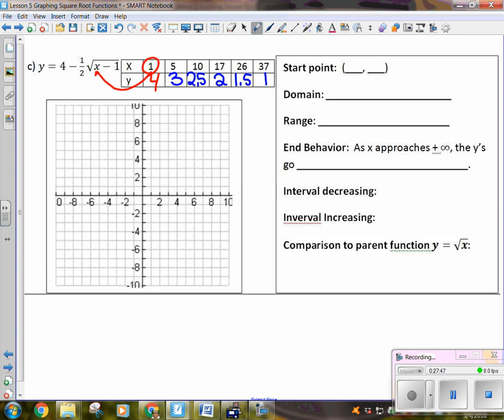Where's my start point? 1, 4. And so I'm going to go over 1 and up 4. Then I'm going to go over 5 and up 1, 2, 3. Then I'm going to go over 10 and up 2.5. And I'm going to sketch my graph. That is it.